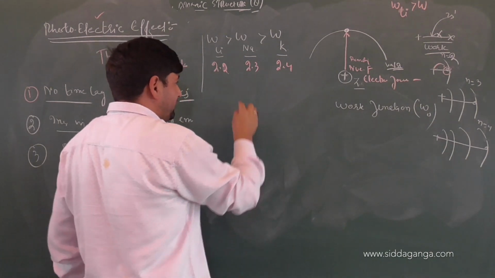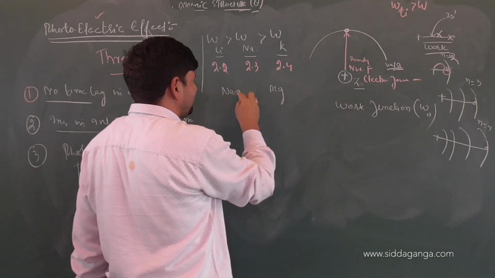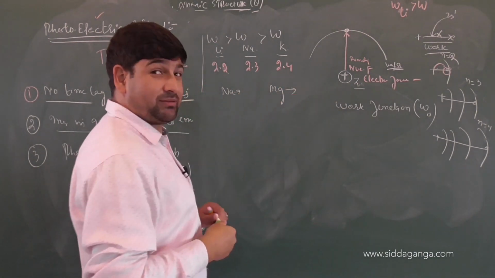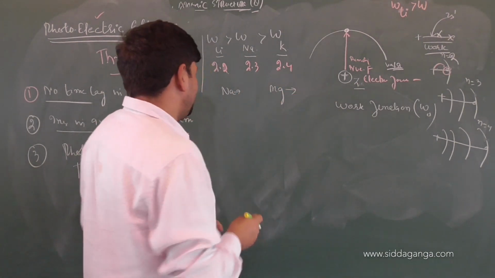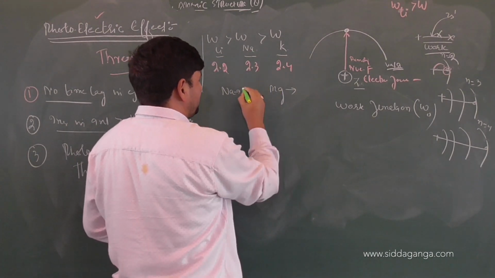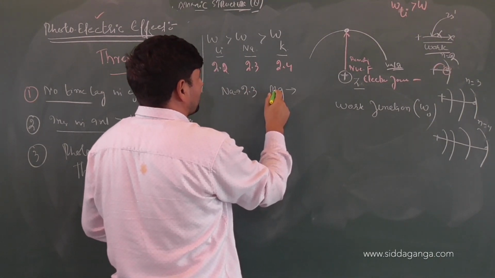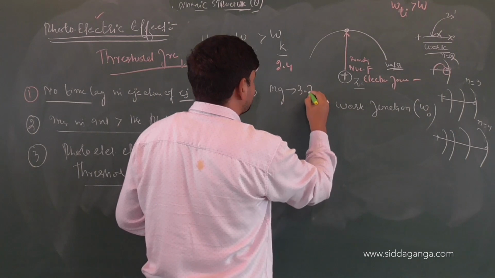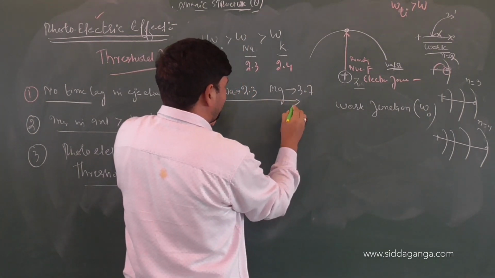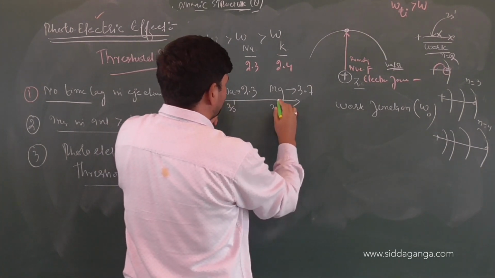Now if you look between sodium and magnesium, the basic electronic configuration and stability also decide its work function. Sodium's value is 2.3, and magnesium's value is almost 3.7. When you move from left to right in the periodic table, the outermost electronic configuration will be 3s1 here, and here it will be 3s2.